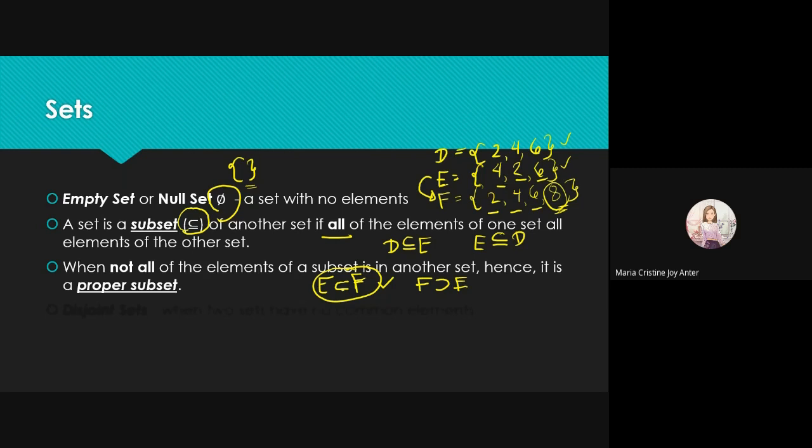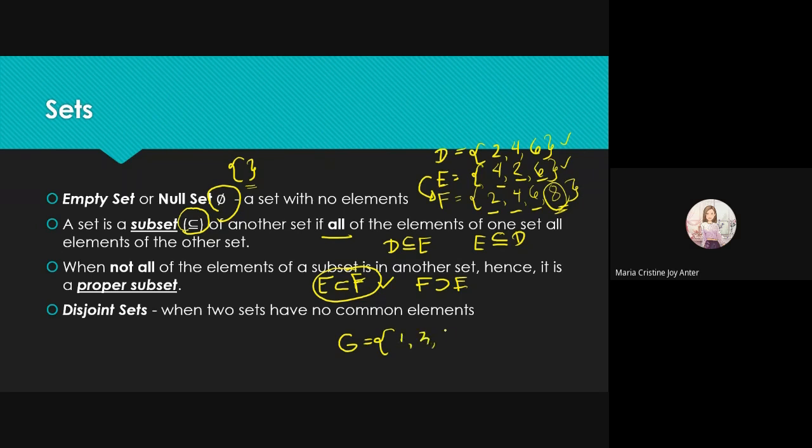Now, what if there are sets that have no common elements? Then, that is when we can say that the sets are disjoint sets. For example, say we have set G. If set G contains the elements 1, 3, and 5, and set H has the elements 2 and 4, they have nothing in common. So, we can say that these two sets are disjoint of each other.